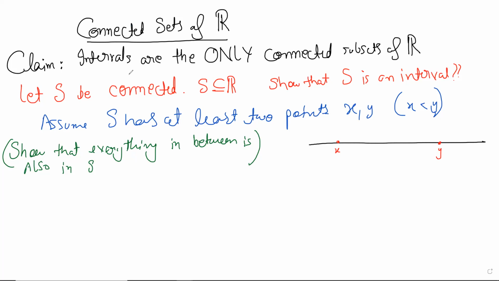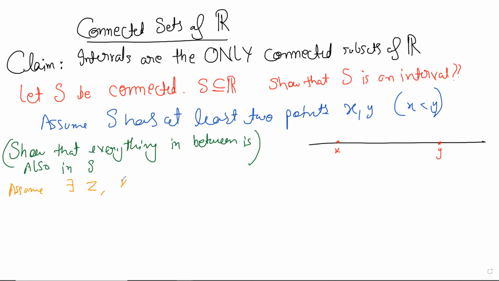Once again, we don't know how you can prove it directly, because what will we arrive at if we have to prove it directly? So assume that something in between is not in S. So assume that there is a Z.